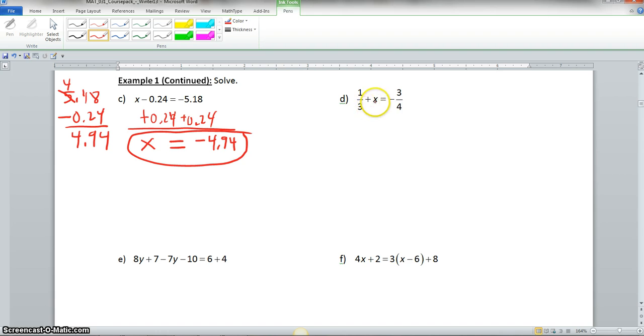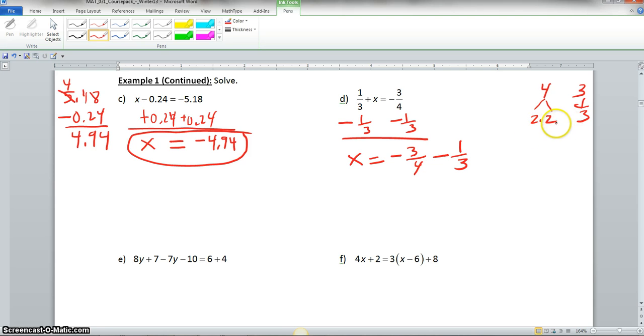Now we come to D. We need to get x by itself. So we will subtract 1/3 on both sides of the equal sign. Now we will have x is equal to, this will be a negative 3/4 minus 1/3. Now recall, in chapter 1, we found a common denominator here. If we go off to the side, the prime factorization of 4 is 2 times 2, and 3 is already prime. So our prime factorization that will give us our common denominator will be 2 times 2 times 3. So our common denominator is 12.